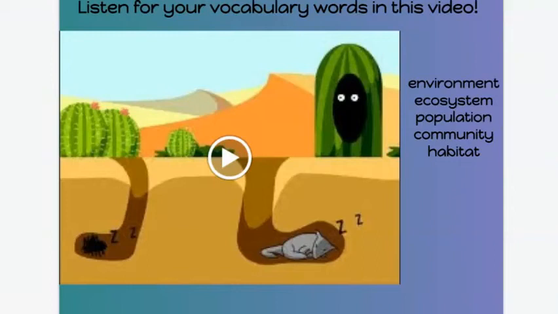As you watched that Brain Pop video, did you hear our vocabulary words? Environment, ecosystem, population, community, and habitat? You should have. Did you get a better understanding of what those words mean and what they have to do with our science topic? If not, no worries. We're going to keep talking about it now in more detail.